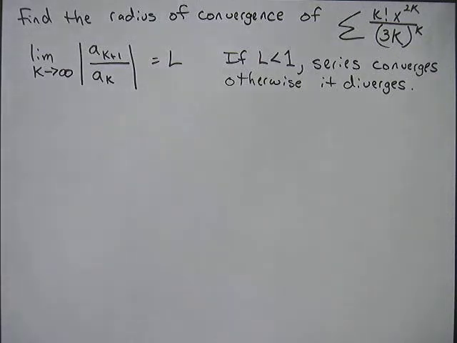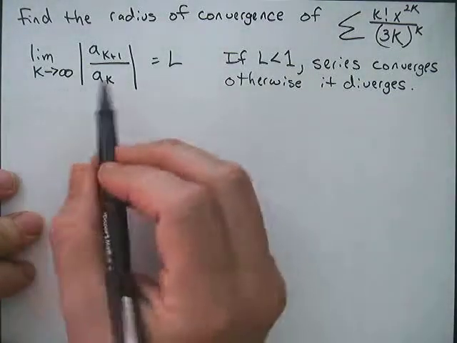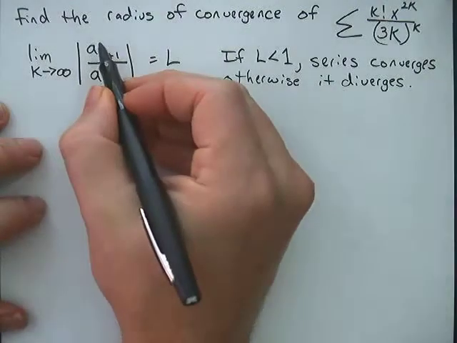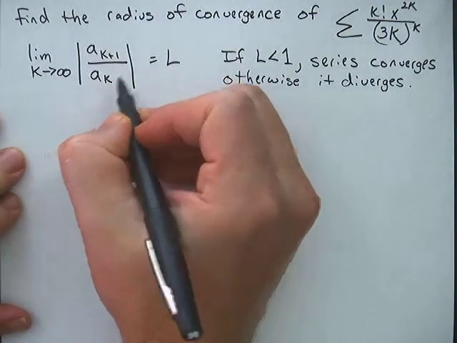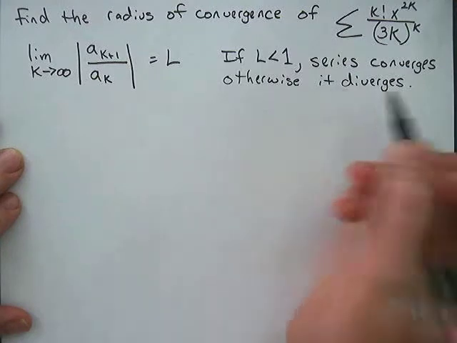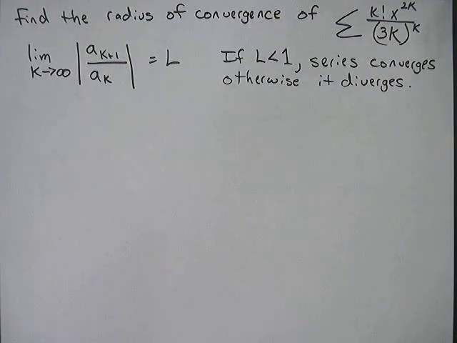Find the radius of convergence of the sum of k factorial times x to the 2k divided by 3k to the k power. I have the ratio rule written here, and the ratio rule says as the limit of k approaches infinity of a sub k plus 1 divided by a sub k is equal to L. If L is less than 1, the series converges. Otherwise, it diverges.